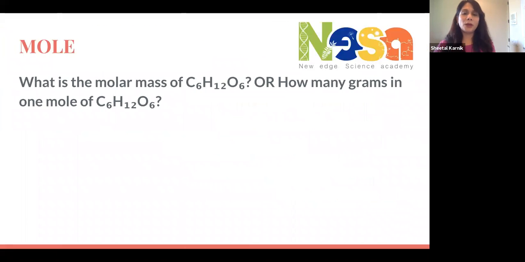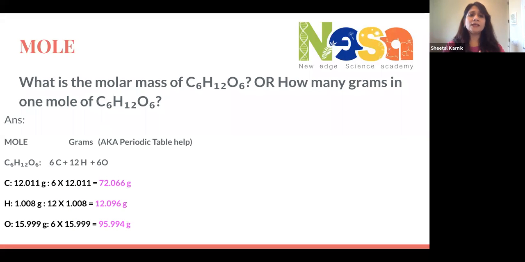All right, we are ready for our next question now. What is the molar mass of C6H12O6? That's a big molecule. Or the other way to ask this question would be, how many grams in a mole of C6H12O6? So our first thing is, we are going to record down what is given and what is asked.